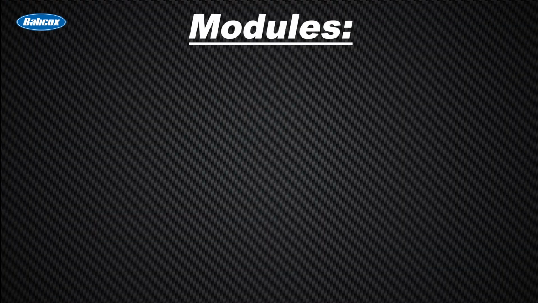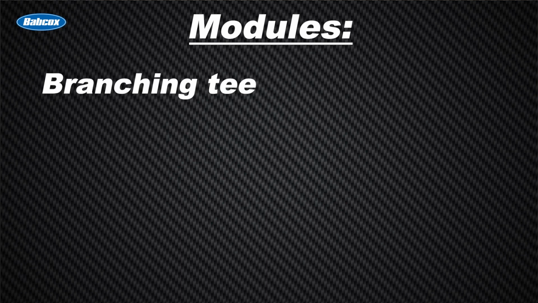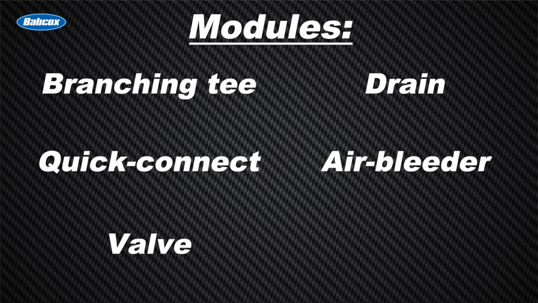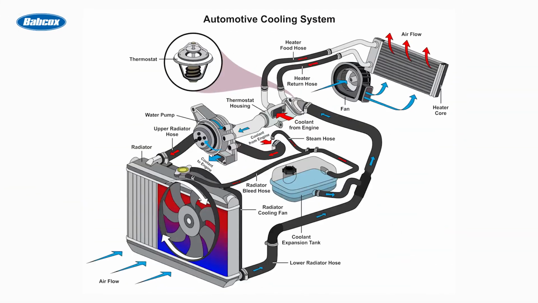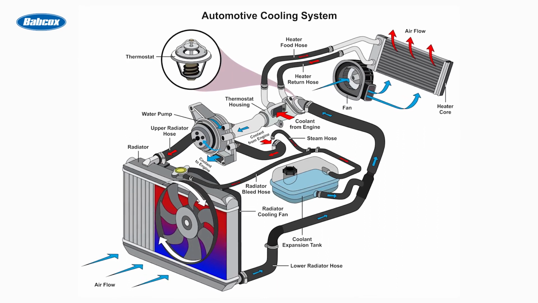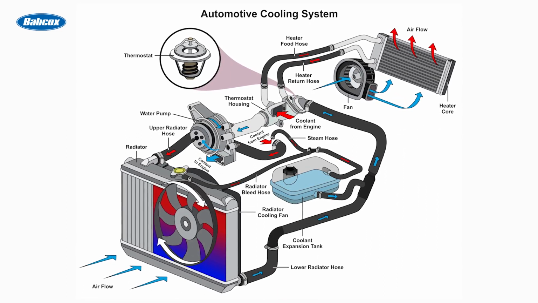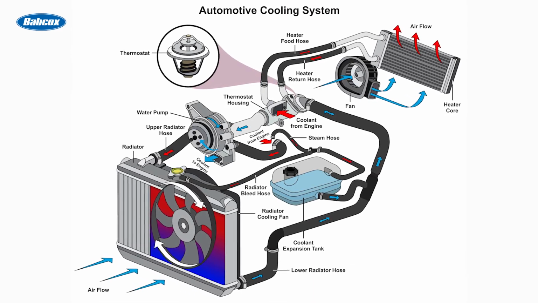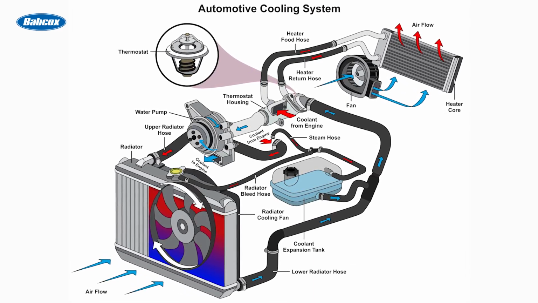These modules can be a branching T in the hose, or a quick connect, a valve drain, or air bleeder, or sensors, but they all have fluid flowing through them. They're critical to the proper operation of the cooling system. For example, some hoses include flow restrictors within the hose. These restrictors reduce the flow and pressure within the hose to certain components, such as the heater core, and are required to maintain core integrity.